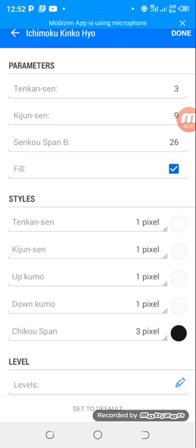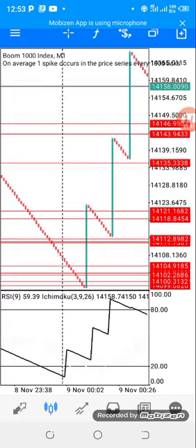Now the next one, I'm using Ichimoku. Here I'm using Tenkan-sen 3, Kijun-sen 9, and Senkou Span B 26. So I fill the box and I apply it only on the Senkou span. So once you're able to do this, you click done. That is all. You don't need any other thing. It's as simple as that.